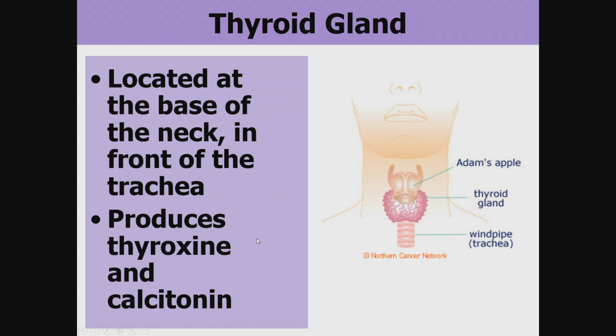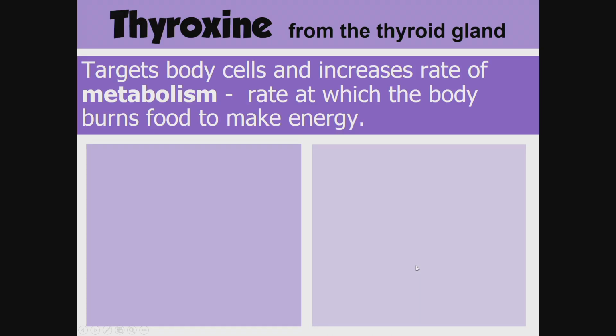The thyroid gland is located at the base of the neck in front of the trachea. It produces thyroxine and calcitonin. Thyroxine targets body cells and increases rate of metabolism, the rate at which the body burns food to make energy.